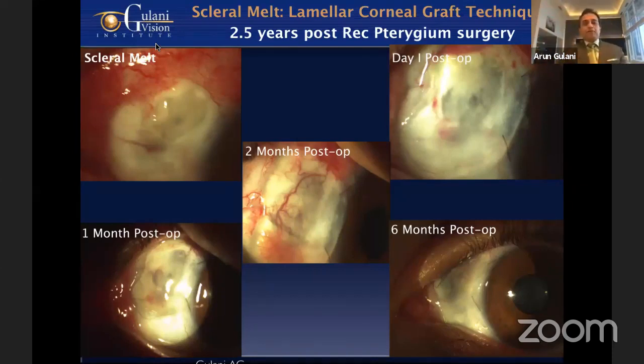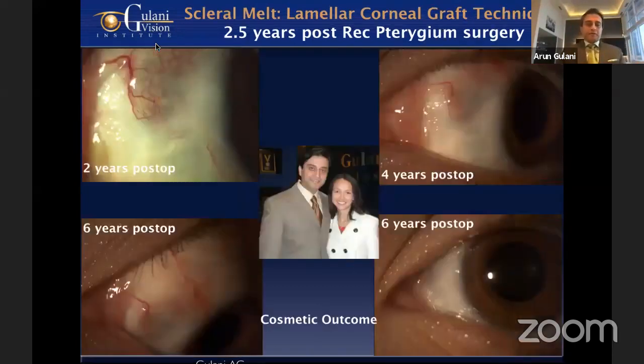So this is the case in which I used a lamellar cornea to fix this patient. She's a model, and I placed it over there. I took some tag sutures, 2 sutures up in the fornix, but otherwise glued it down to give firm strength to the cornea and cosmesis. And here she is, 6 years post-op, now she's 8 years post-op. Again, cosmetically perfect and very happy.